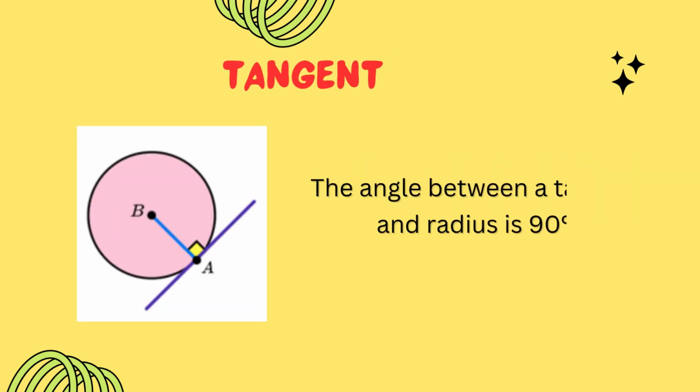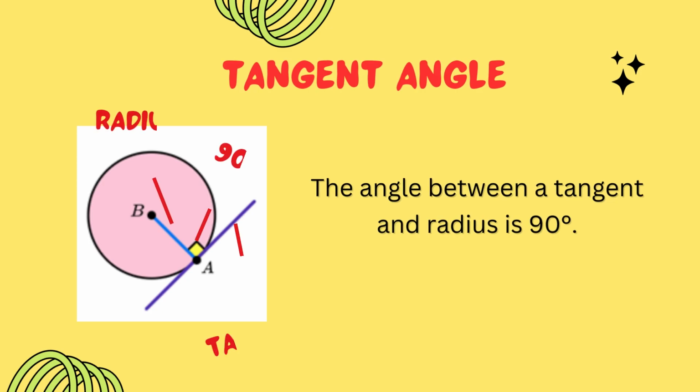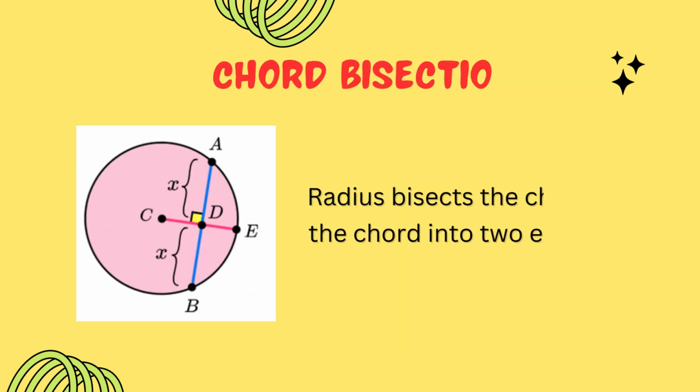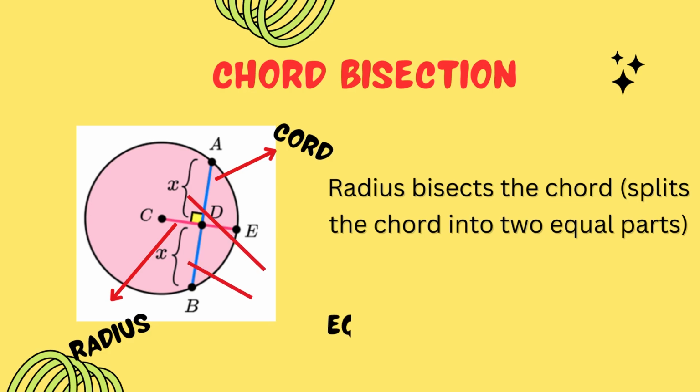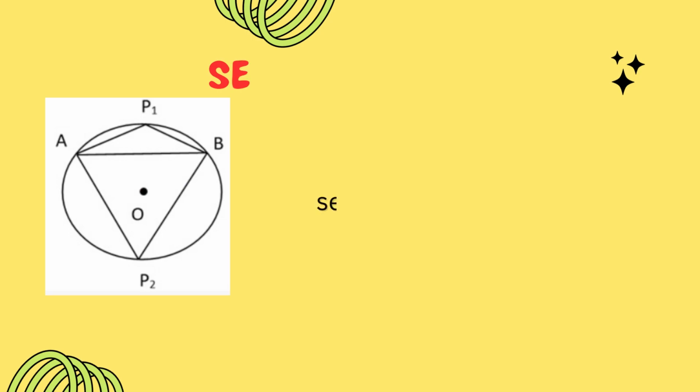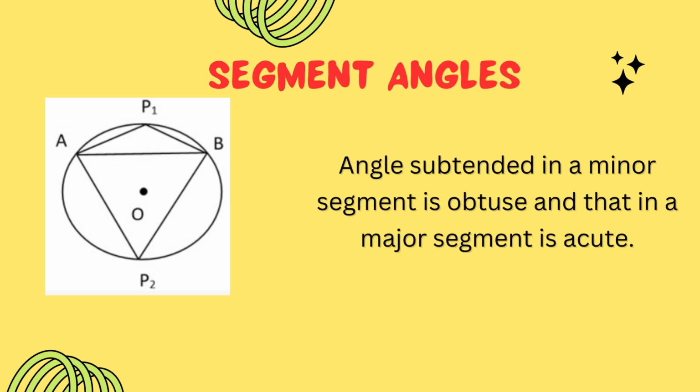The angle between a tangent and radius is 90 degree. So if this is a tangent and AB represents the radius, then this angle will be equal to 90 degree. If AB is a chord, then a perpendicular from the center of the circle to the chord will divide the chord into 2 equal parts. So here AB is a chord, this C is a perpendicular which is originating from the center of the circle, and as a result BD and AD are going to be equal. This is also an important theorem which is frequently asked.